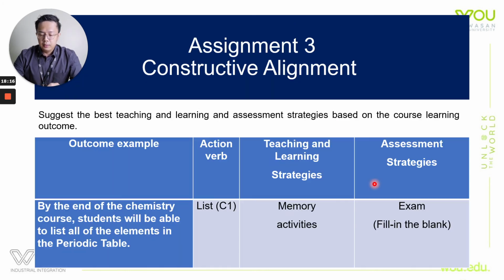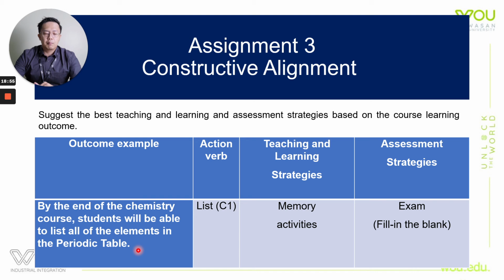Okay. So I prepared one assignment for you, assignment 3. In this assignment, you have to perform a basic constructive alignment based on the learning outcome. This is one example of how the question looks. It's very simple. I will give you a few course learning outcomes, for example here: by the end of the chemistry course, students will be able to list all of the elements in the periodic table. So you list out the periodic table, sodium, magnesium, all this, right? You will usually see this in your Form 1 syllabus, where students remember the periodic table.